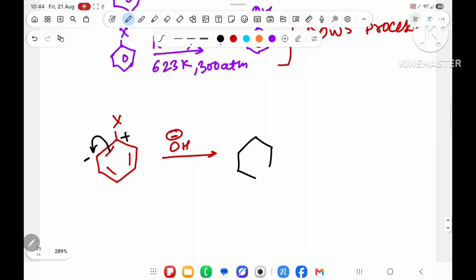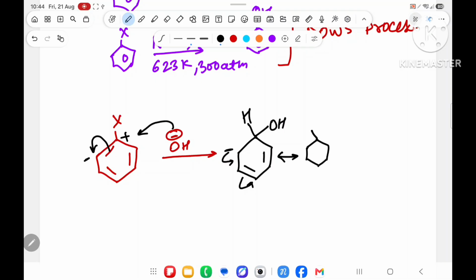Over here, what will happen? X will be here, and this OH- is attacking in this place. Over here, minus will come here. This minus will do resonance. Again, what will you get? Over here, X and OH. Double bond coming here, minus is coming here. Again, it will do resonance here. Double bond will go here, here double bond, here minus. X is there, OH is there.